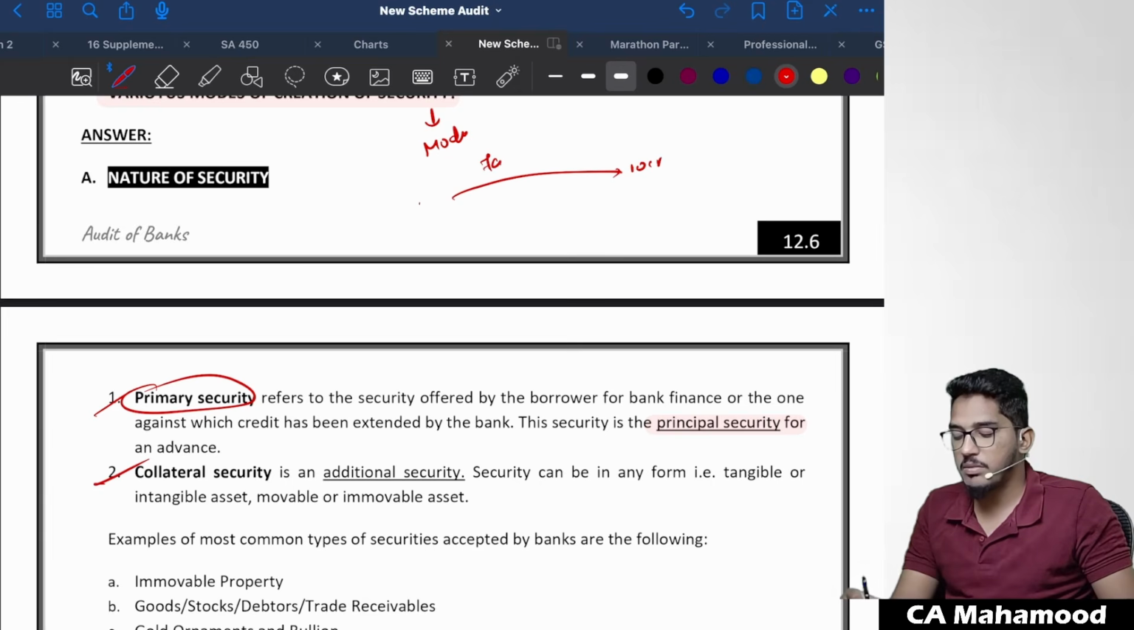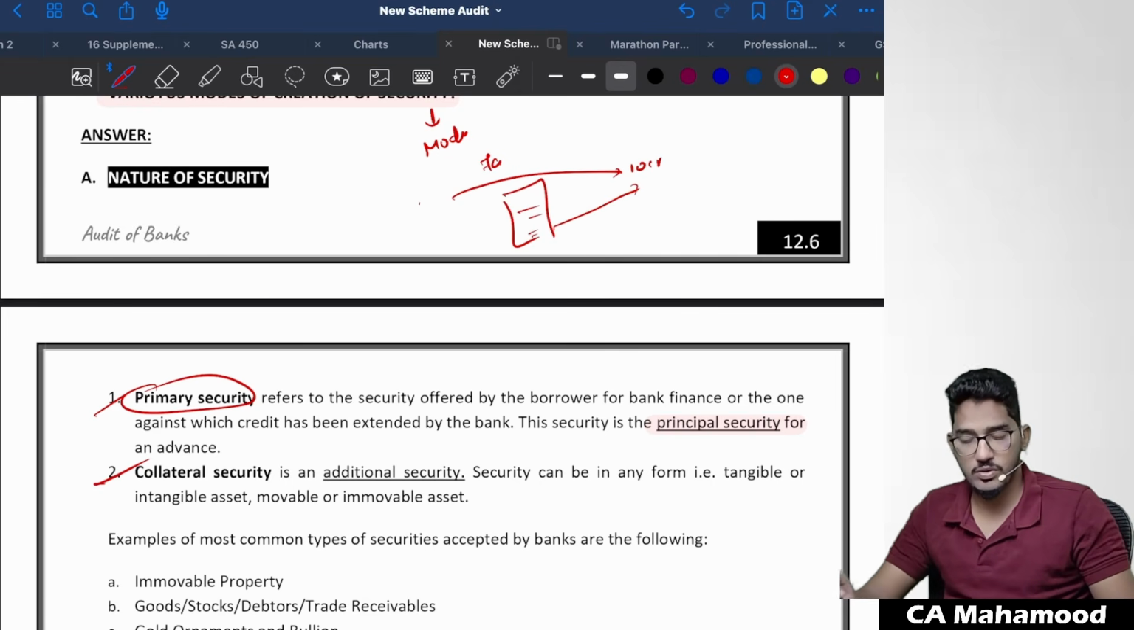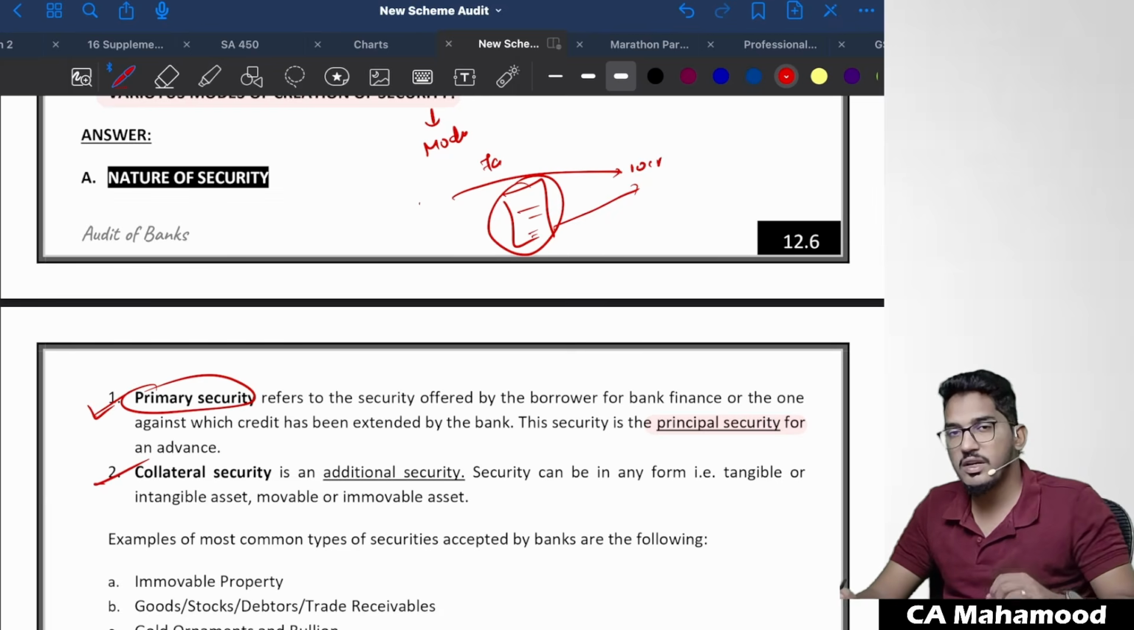I told, I have a factory building, and I will give that factory building as security. Again, that is how you give me the loan. So here, the factory building is a primary asset which has been given as security. It is a principal security, so we call it primary security. Then what is collateral security?